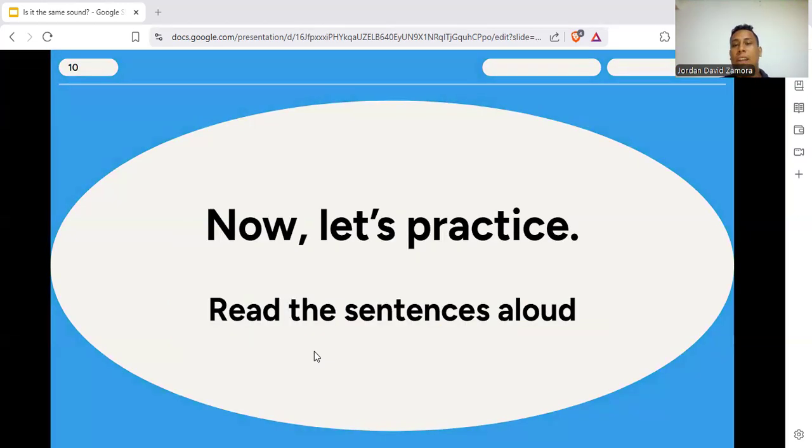Now, I'm going to ask them once again to read the sentences aloud, and hopefully they achieve the correct pronunciation of the sounds.